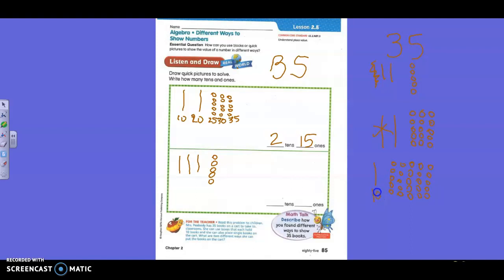So we would write 10. 5 more than that would be 15. 5 more, 20. 5 more, 25. 5 more, and 30. And then 5 more is 35. Now how many ones do I have? 5, 10, 15, 20, 25. I have 1 ten and 25 ones.